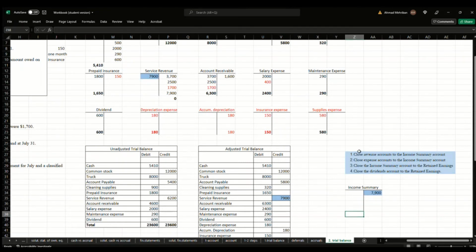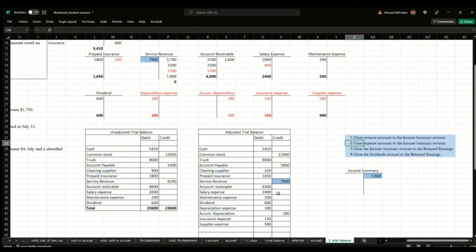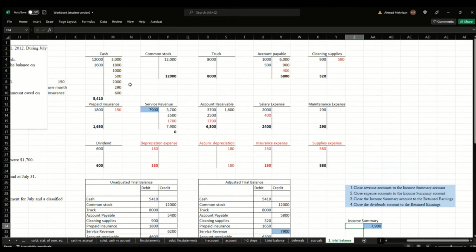Again, service revenue is the first step. We have finished it. Now, the second step is to close all of the expense accounts to the income summary account as well. Unlike our service revenue, we have several expense accounts: maintenance expense, salary expense, dividend, well, dividend we will leave at the end, depreciation expense, insurance expense, and the supplies expense. So one by one, I will be entering them to their respective accounts. I can just look at the expense accounts here, just to make my life a bit easier. 2,400 entered here. Again, I don't have to balance it out. I just hope that it's understandable.